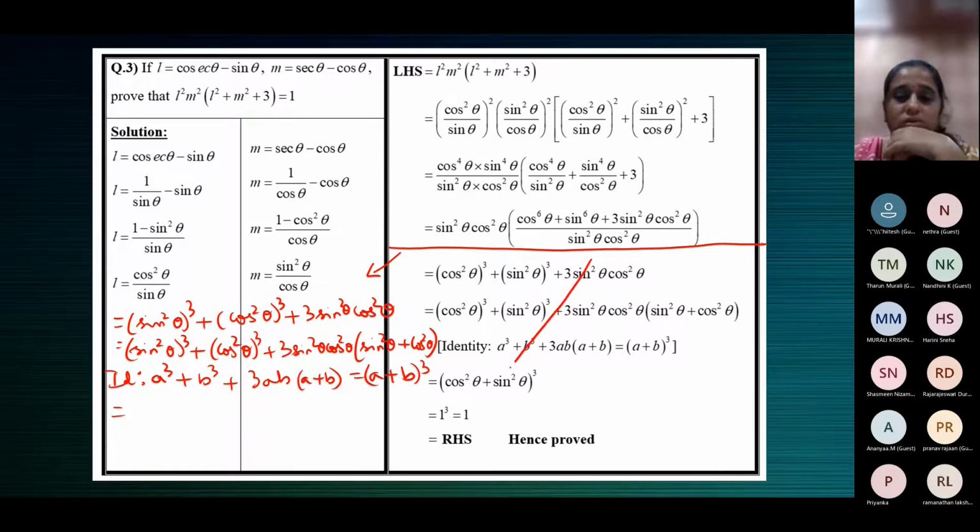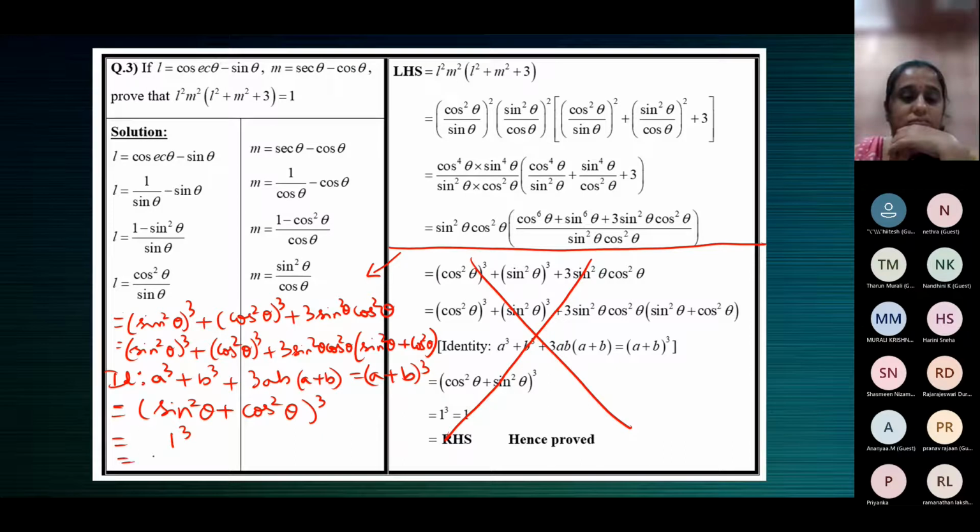Don't write this, children. I've just written sine first and then cos. That's all. Nothing else. Same thing.